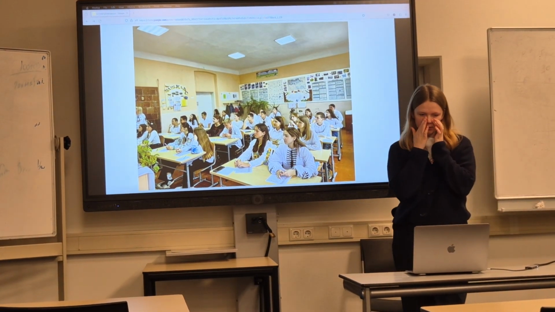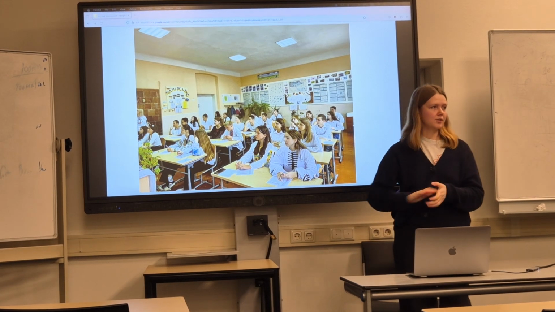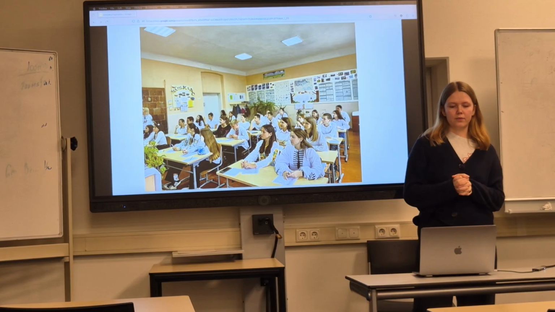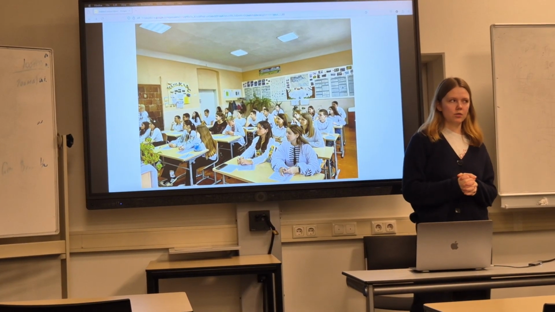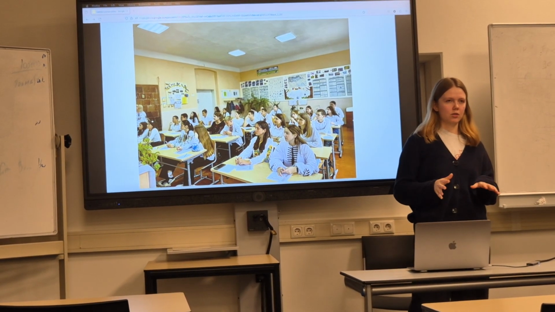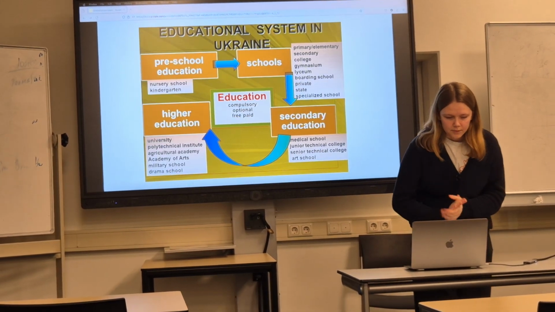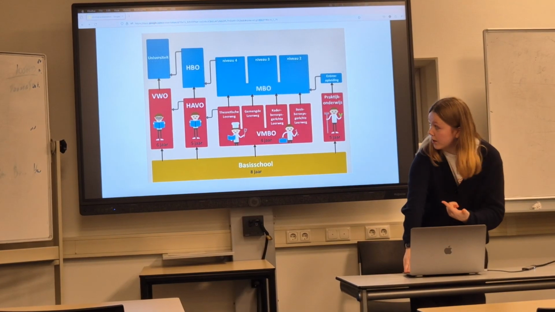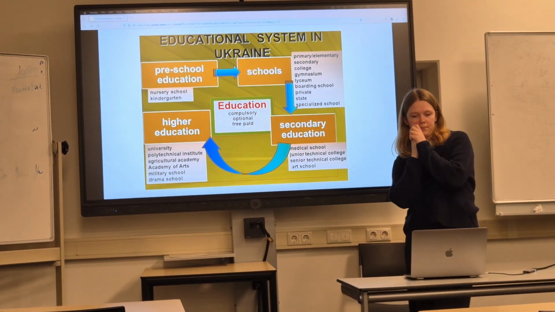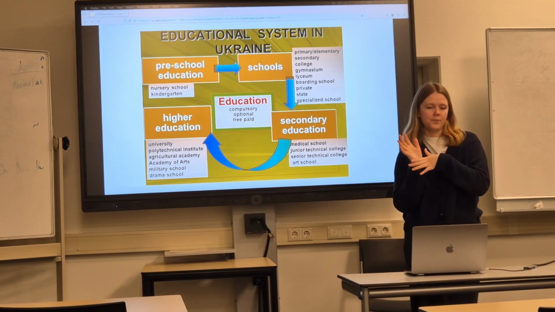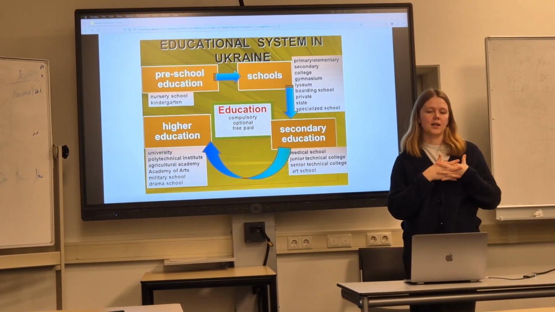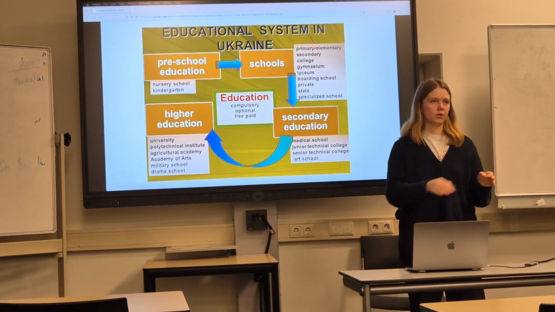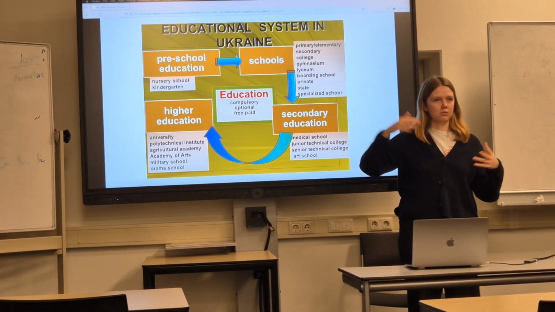And the last part of my presentation is educational differences. Here you can see the typical class in Ukraine in school. I wasn't in university in Ukraine, so it would be a bit hard to compare. This is the education system in Ukraine and the education system in Netherlands. The main difference and interesting fact is that in Ukraine we have secondary general school, so you can be with the same people from 1st grade to 12th grade in the same school.